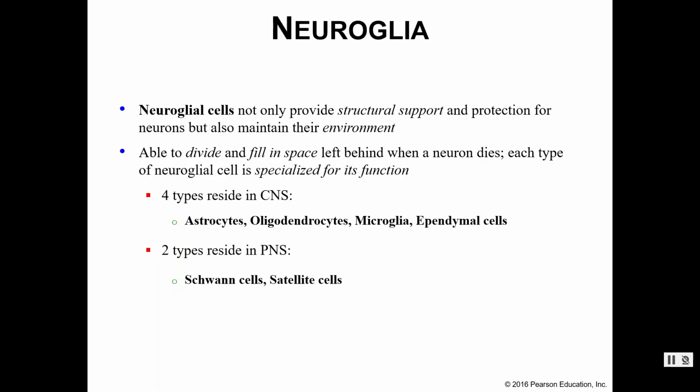So if we have brain damage or something like that, we don't want to just have random empty spaces in our nervous tissue. So these glial cells can fill the spaces. And each one has its own specialized function. There are 4 neuroglial cells that you find within your central nervous system. They are astrocytes, oligodendrocytes, microglial cells, and ependymal cells. And then we have 2 that are specific to your peripheral nervous system. They are Schwann cells and satellite cells. And you know how this is going to go. Let's talk about each one individually.